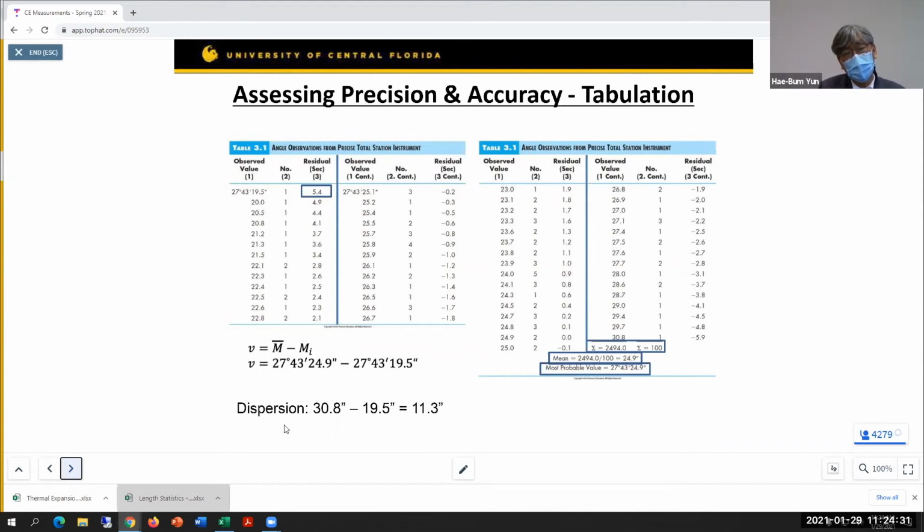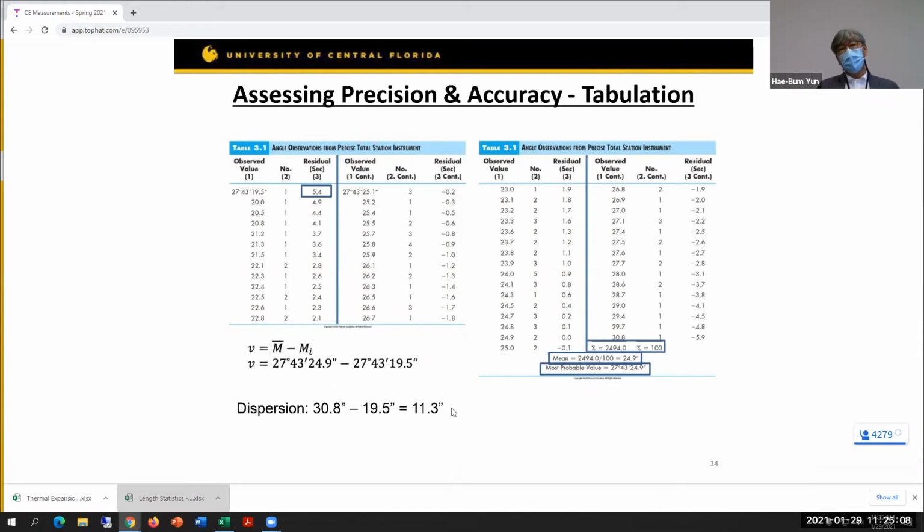and also there is another quantity called the dispersion. Dispersion shows the boundary of your data. Dispersion can be calculated as the largest observed value minus the smallest observed value. In this case, 30.8 is the largest observed value, right? And the smallest one is 19.5. So the dispersion is 11.3.